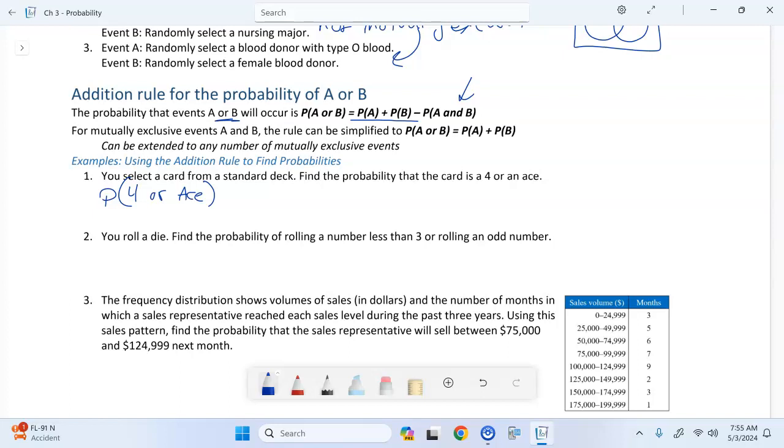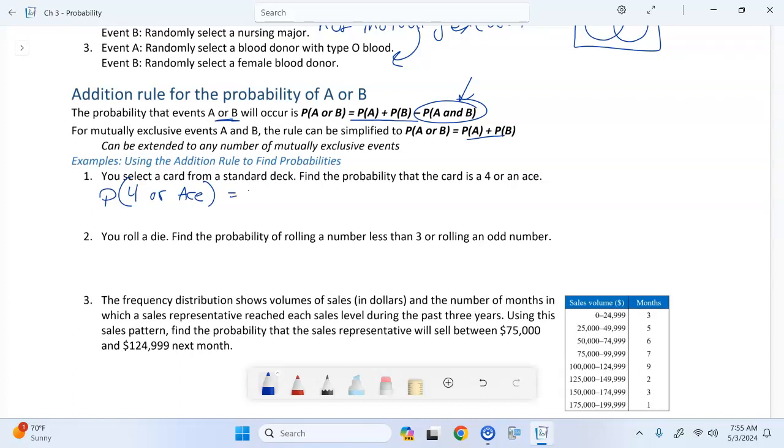That's the event: you get a 4 or an ace. Not that we get both, it's that we get one of the two. I can't draw a card that is a 4 and an ace, so they're mutually exclusive events. There's no overlap in the two outcomes. Because they are mutually exclusive, we don't have to worry about the overlap part, and we can just add the probability of the two events.